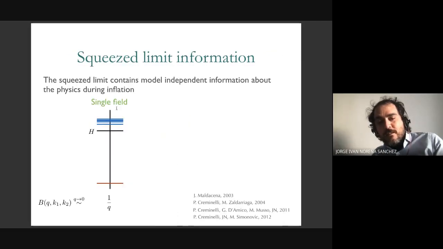because there have been several works that showed that if inflation is single field, so if there is only one light field, and of course there can be many other fields. I mean, nature has more than one particle, but you can ignore all the rest. You can integrate them out, and there is only one light degree of freedom. Then in the limit in which one of the momenta, so in the squeeze limit of the spectrum, goes to zero, it has a characteristic divergence that cannot be stronger than 1 over q.